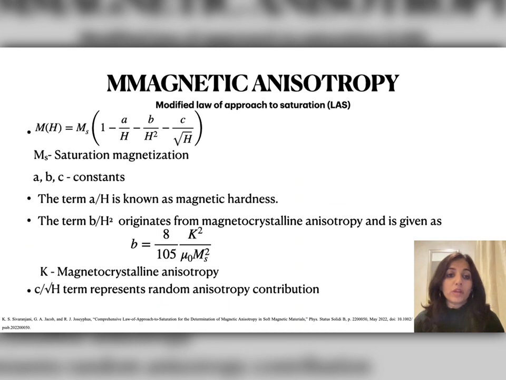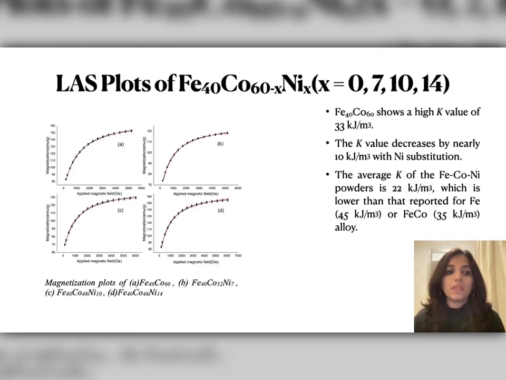Next, we are talking about magnetocrystalline anisotropy. It's an intrinsic magnetic parameter and can be obtained from the analysis of MH curves based on the law of approach to saturation. Here we have used the modified law of approach to saturation given by the equation M of H is equal to Ms into 1 minus a by H minus b by H square minus a by root H.